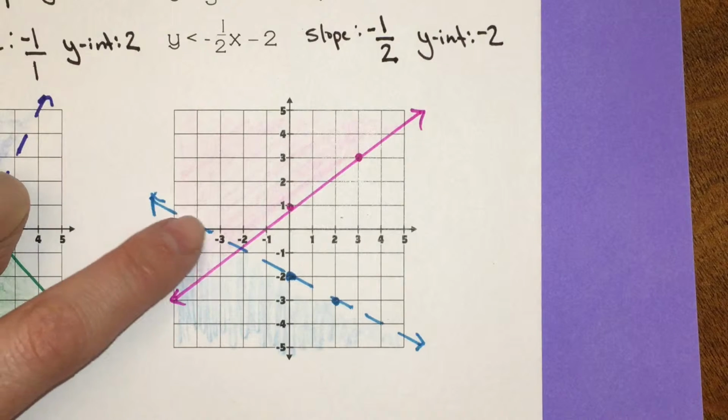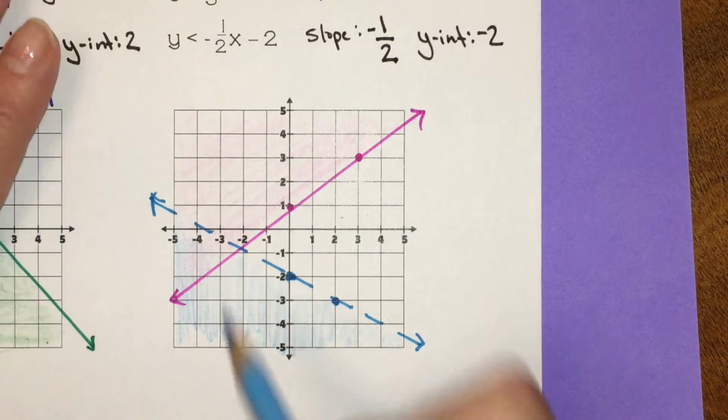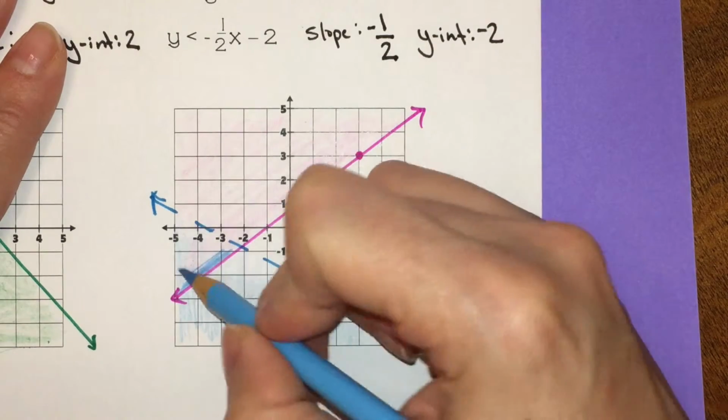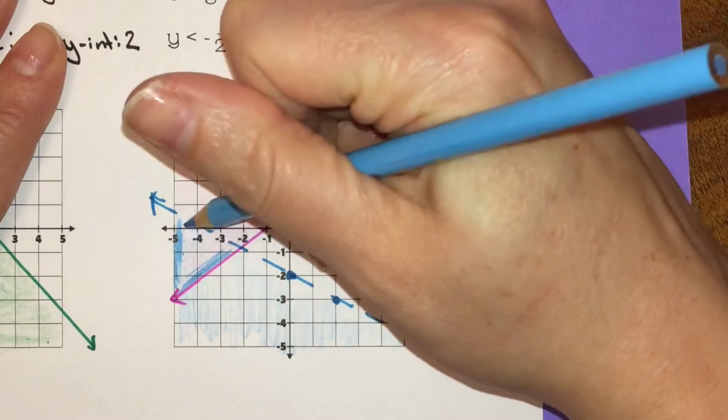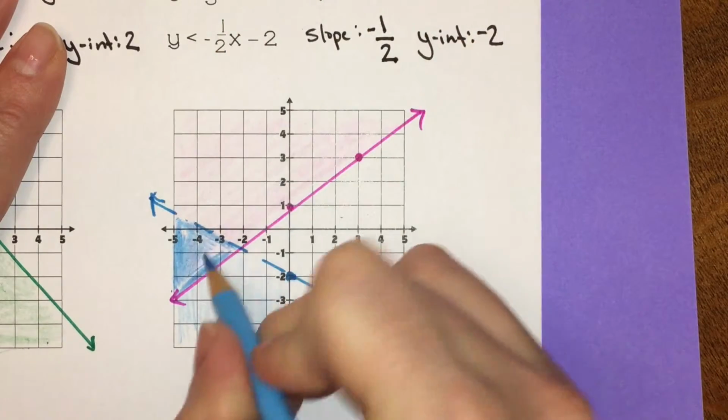So the solution is where it's double shaded. It's double shaded only in this little V area over here. So I'm going to shade that in dark. This is my solution area where it is double shaded.